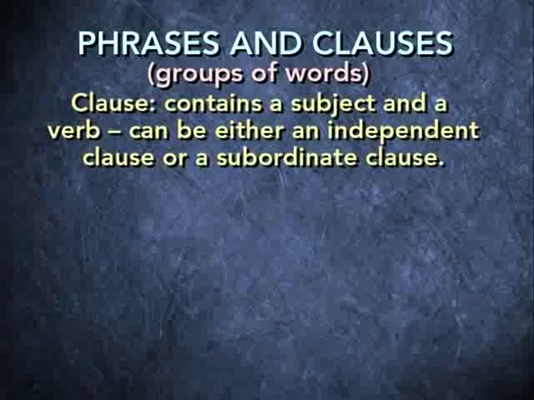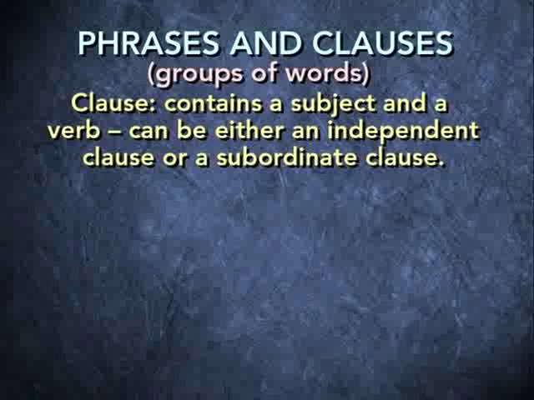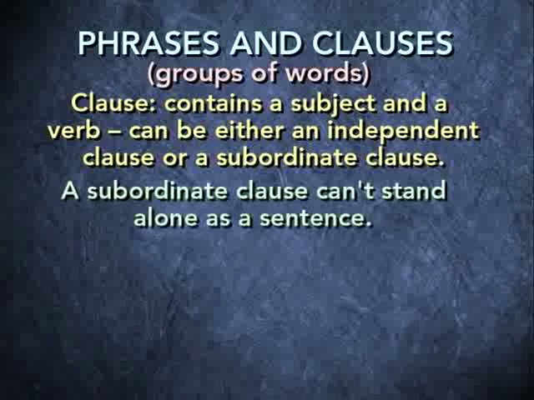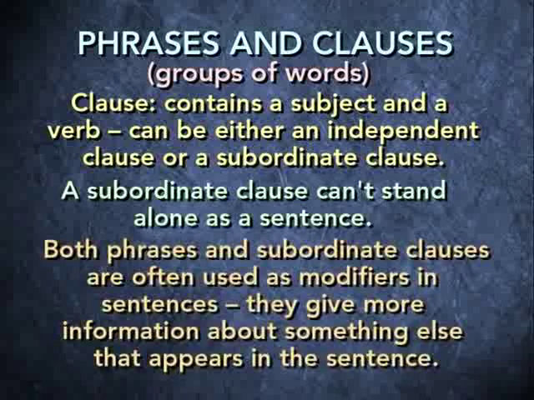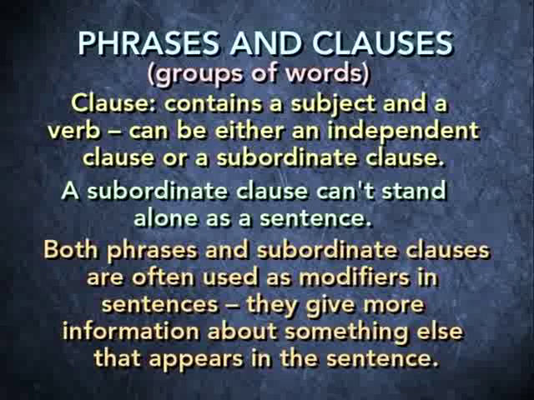And a clause can be either an independent clause or a subordinate clause. A subordinate clause can't stand alone as a sentence. Now, as we'll see in a moment, both phrases and subordinate clauses are often used as modifiers in sentences. In other words, they give more information about something else that appears in the sentence. In that sense, these phrases and clauses are being used very much like adjectives and adverbs. And there are a couple of special problems that can sometimes arise when phrases and clauses are used as modifiers.